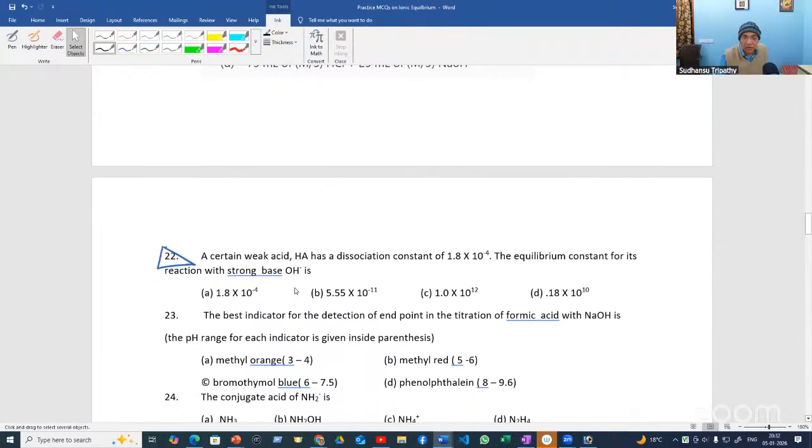Let us solve this problem. I have marked it. A certain weak acid HA has dissociation constant 1.8 times 10 to the power negative 4. The equilibrium constant for its reaction with a strong base is. Just do it and tell me.